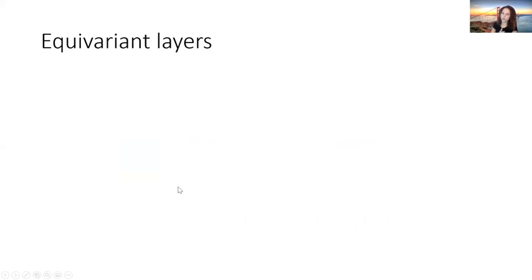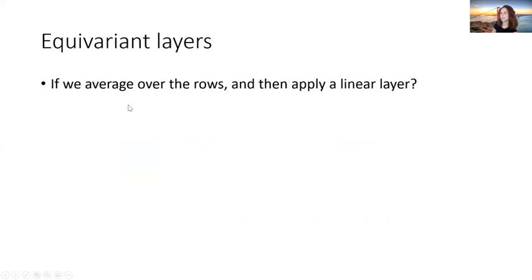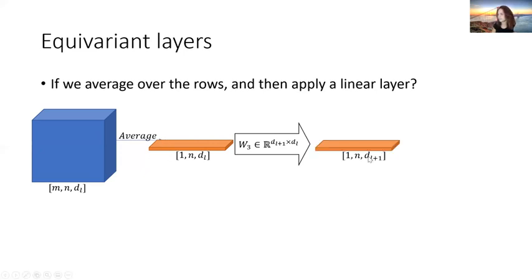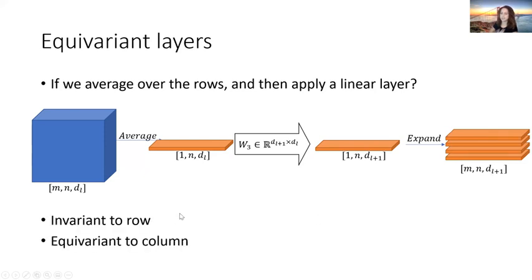And the third and fourth operations are very similar. So the third one, we average over the rows and then apply a linear layer on each of these dl tensors. It's just matrix multiplication. And finally expand again to get m by n by dl plus 1. And since I average the rows, it's invariant to the row order. I lose all the order of the rows, but I preserve the order of the columns.